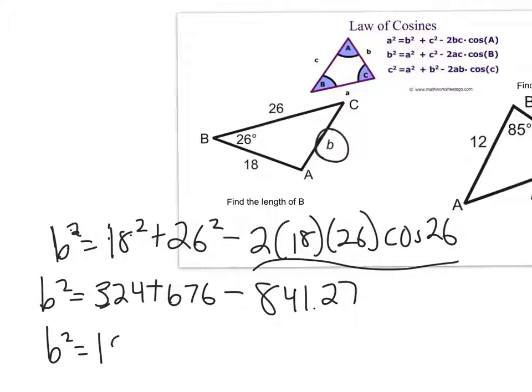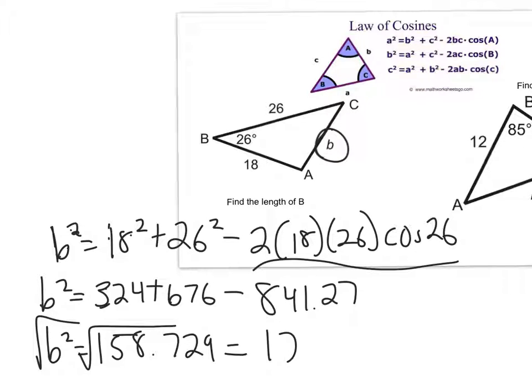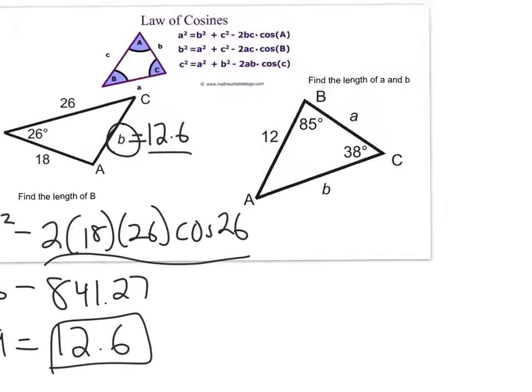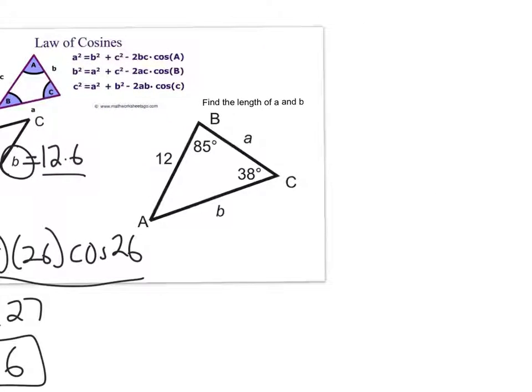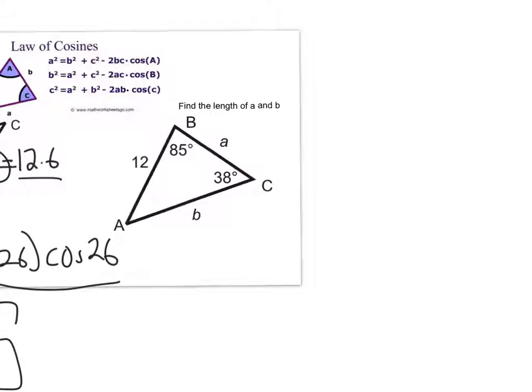So after all that, I get 158.729. And if I take the square root, I get 12.6, essentially. So how long is this thing? This thing's going to be 12.6. So if I look over here, figure out the length of A and B.